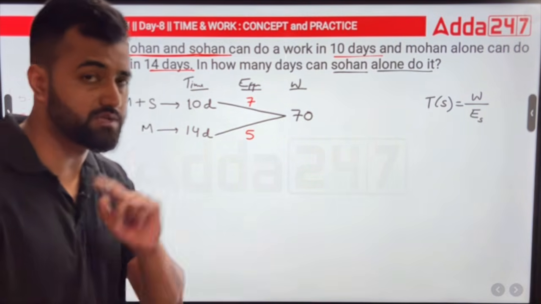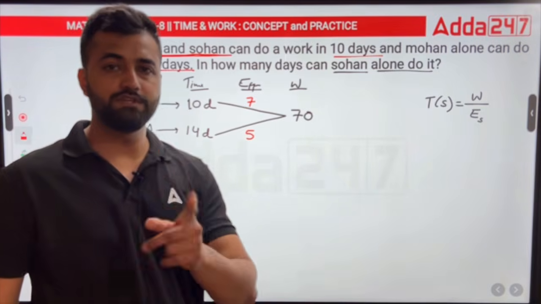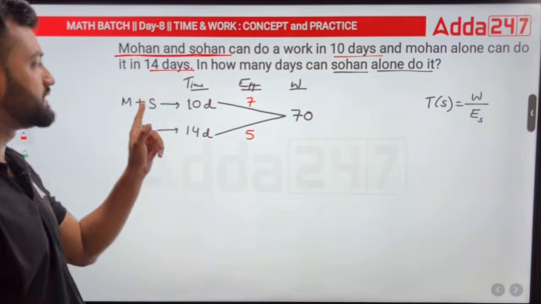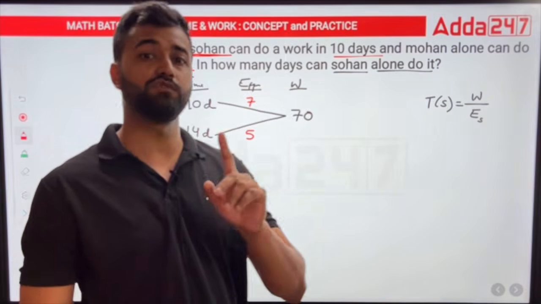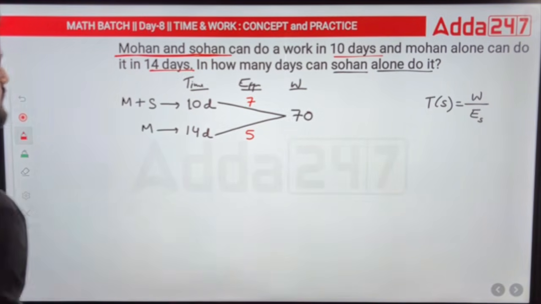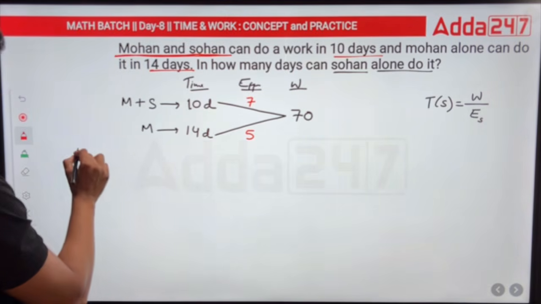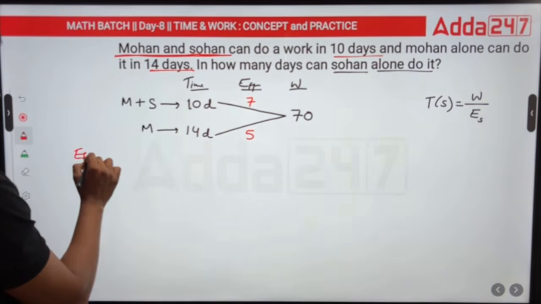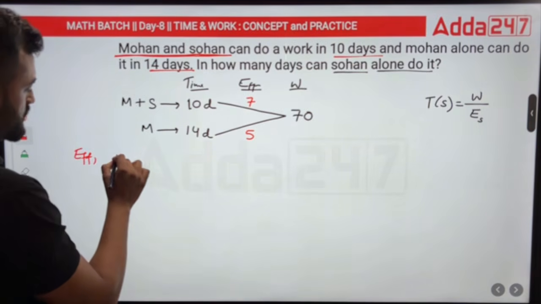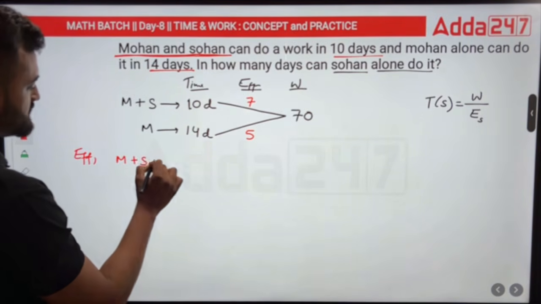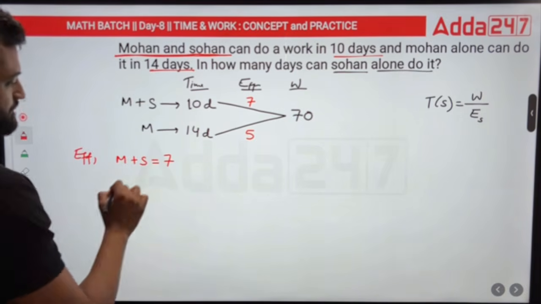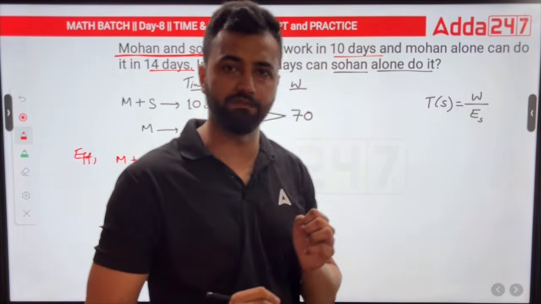Now this is not the individual efficiency. Individual efficiency we know is only of Mohan. I don't know the efficiency of Sohan. So we need to get Sohan's efficiency. So we are utilizing the simple equation concept out here. We are talking about efficiency. So in efficiency terms, Mohan and Sohan's efficiency is how much? It is 7.